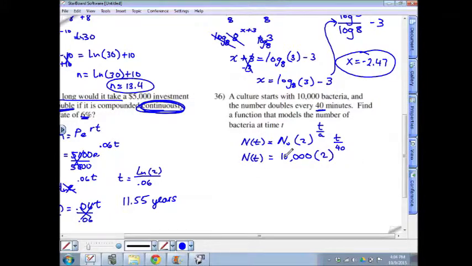And there's the function. A natural follow-up question in 36 would be to use the function to estimate the number of bacteria after 10 hours or 40 days or something like that, where you actually have to use the model to make a prediction. Okay? Which would just be nothing more than plugging in a value of time for t.